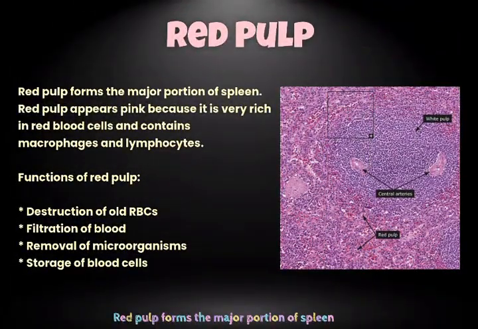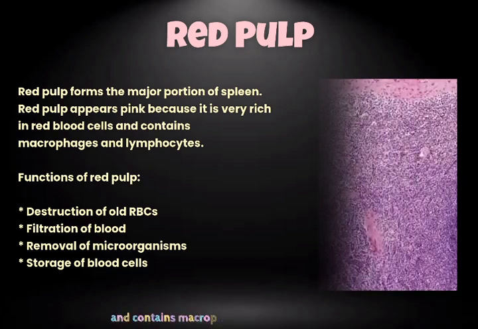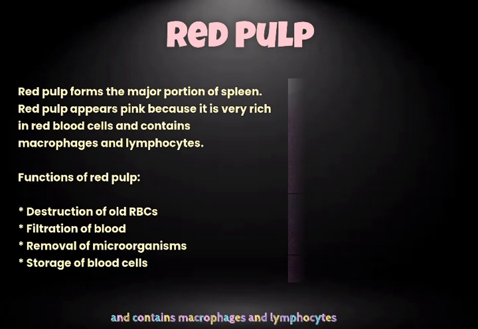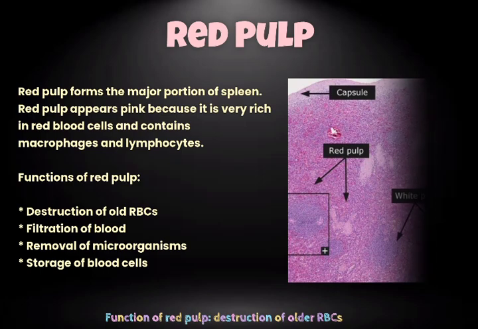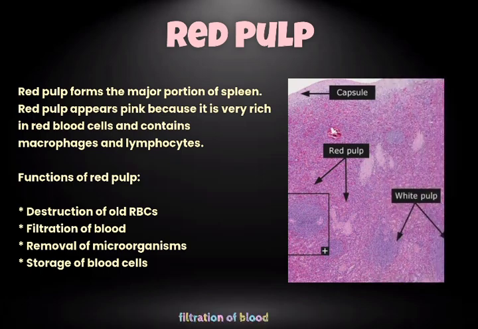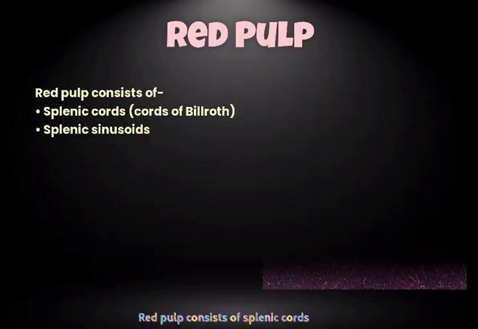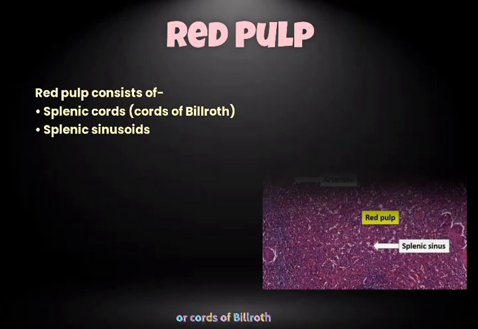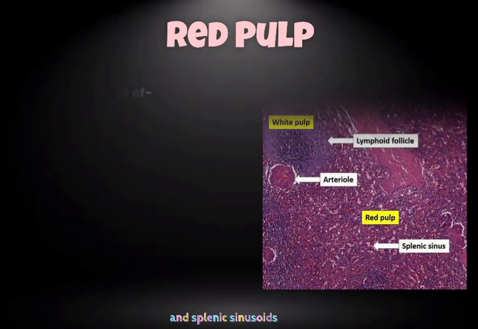Red pulp forms the major portion of spleen. Red pulp appears pink because it is very rich in red blood cells and contains macrophages and lymphocytes. Function of red pulp: destruction of old RBCs, filtration of blood, removal of microorganisms, storage of blood cells. Red pulp consists of splenic cords or cords of Billroth and splenic sinusoids.